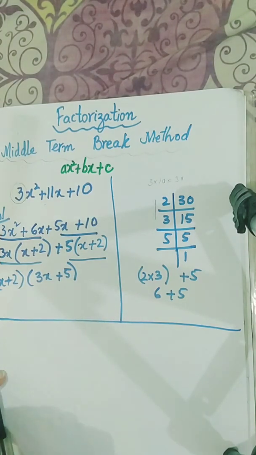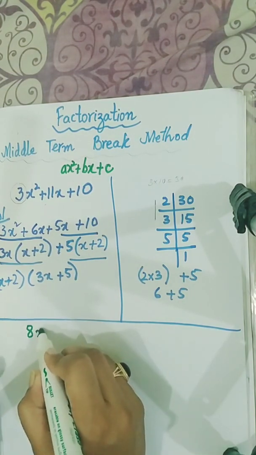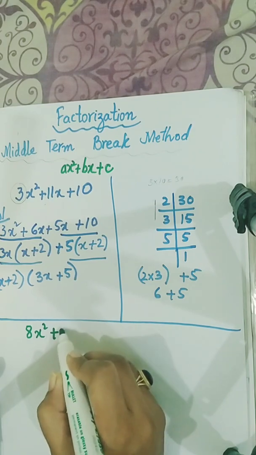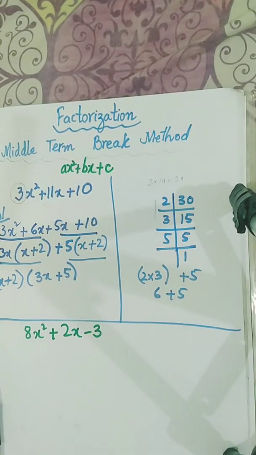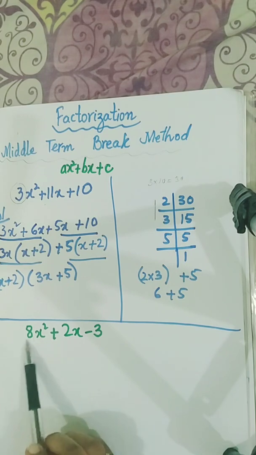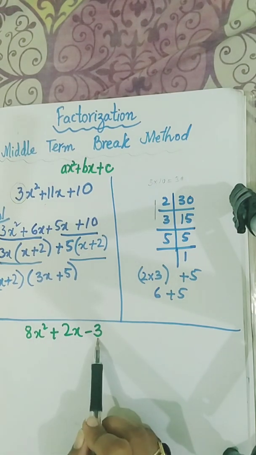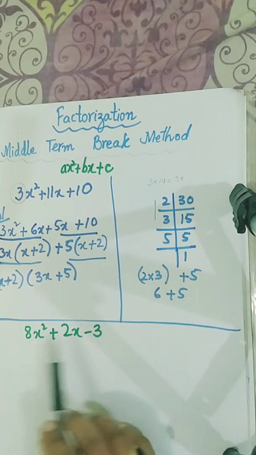And the question is 8x square plus 2x minus 3. Alright, so what was the first step? The first step was to check the coefficient of x square. The coefficient is 8 and the last term is 3. So what will be 8 times 3?